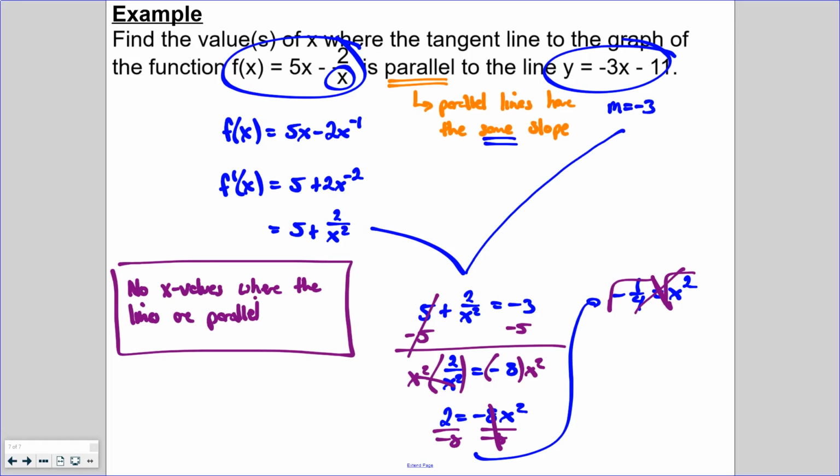All right, folks, that is it. That is using the extension of the power rule to explore tangent lines.